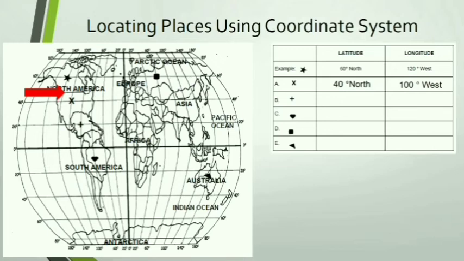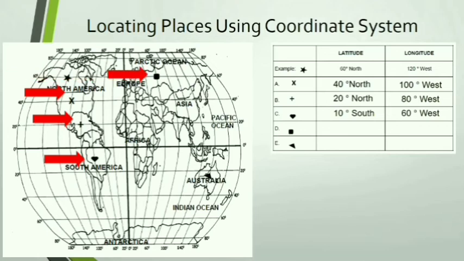Of the plus sign, we have here 20 degrees north. And how about its longitude? 80 degrees west. We have again the heart now. We have the 10 degrees south because it is located below the equator by 10 degrees. And we have 60 degrees west. It is located 60 degrees away from the reference point, which is the prime meridian.